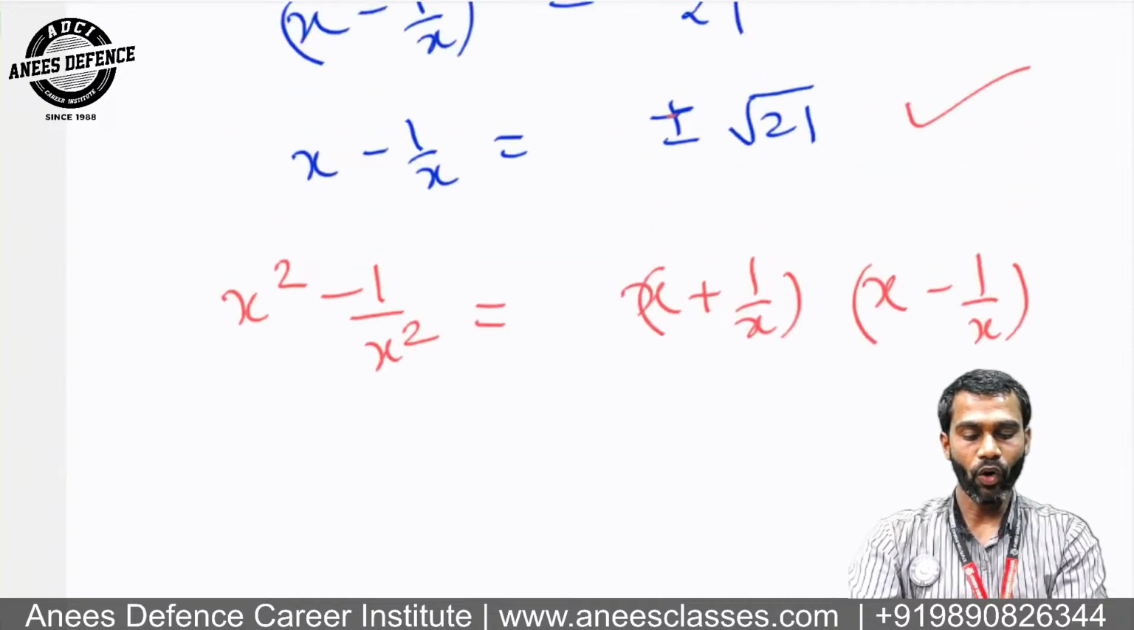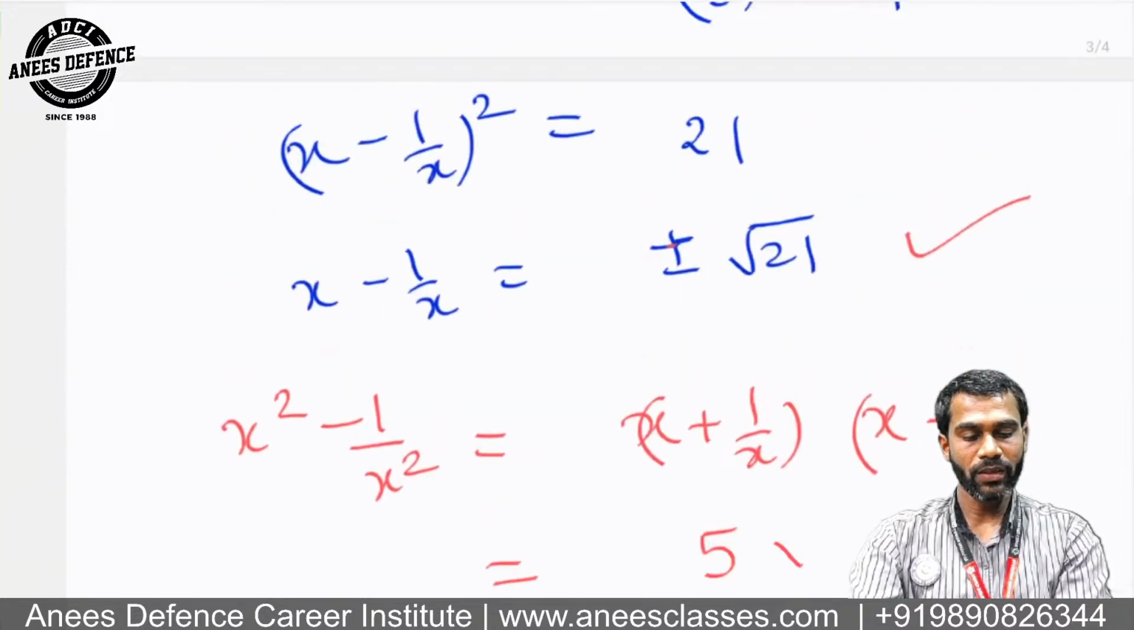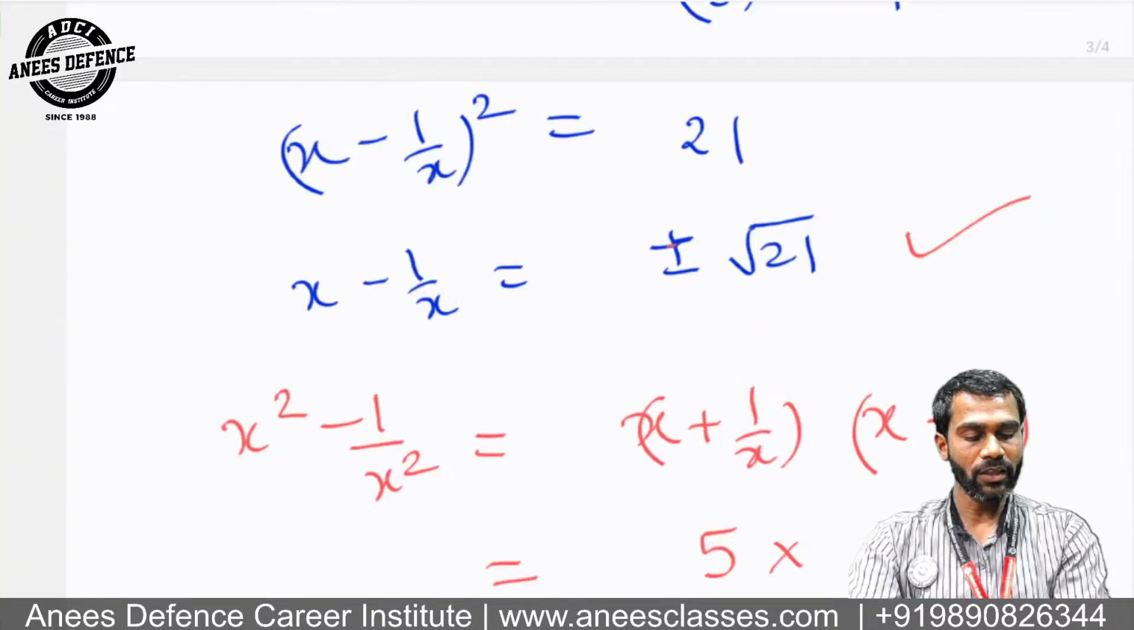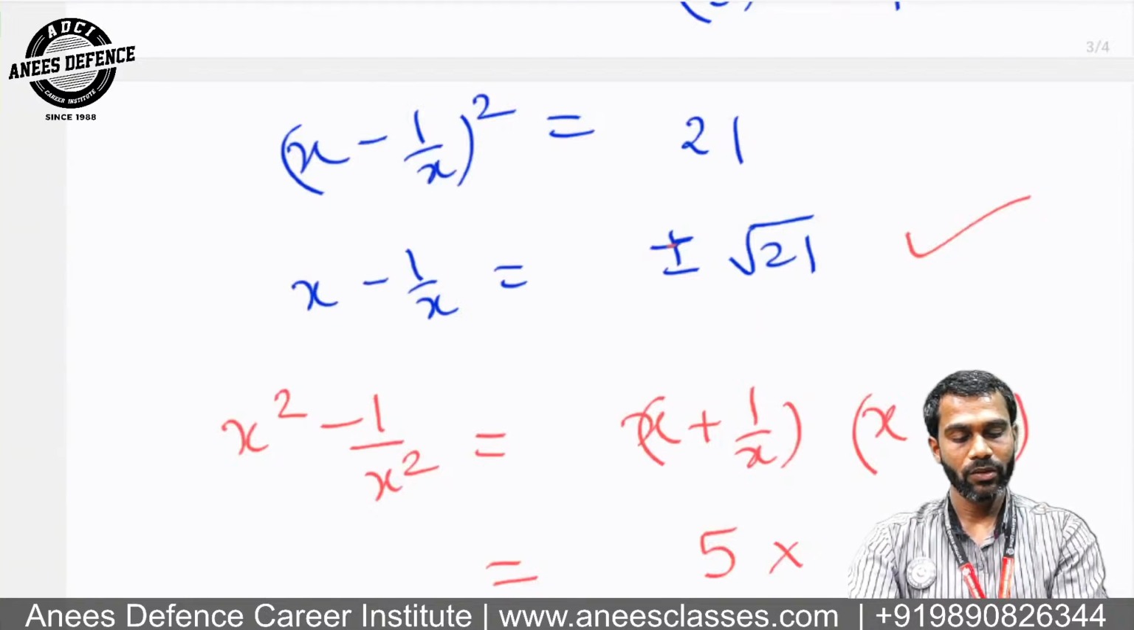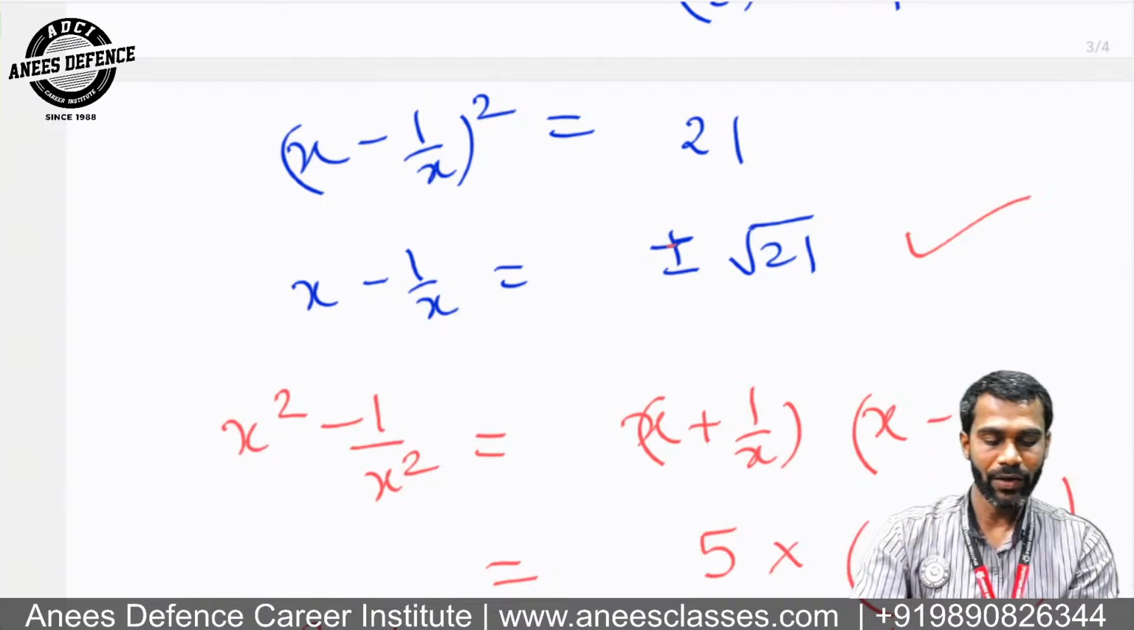Yes or no? Now what is x plus 1 by x? 5. And what is x minus 1 by x? That is plus minus root 21. So answer would be plus minus 5 root 21. So that is the final answer. I hope it is clear.